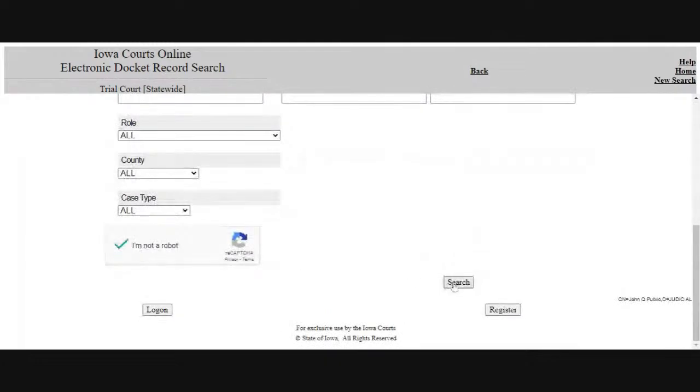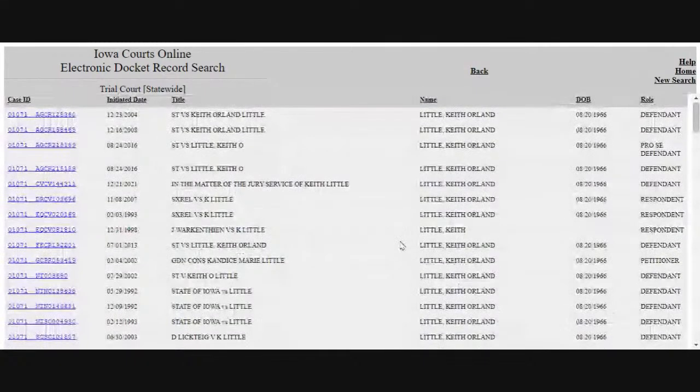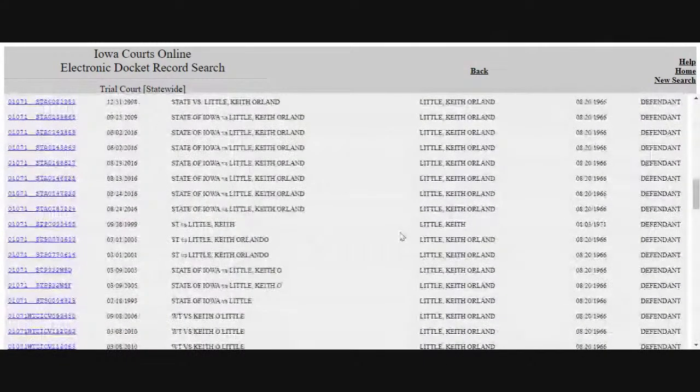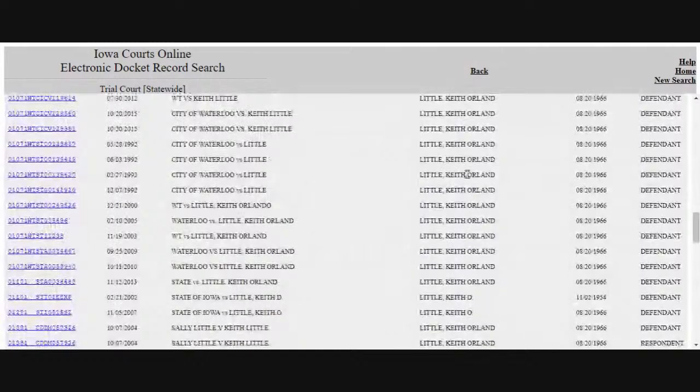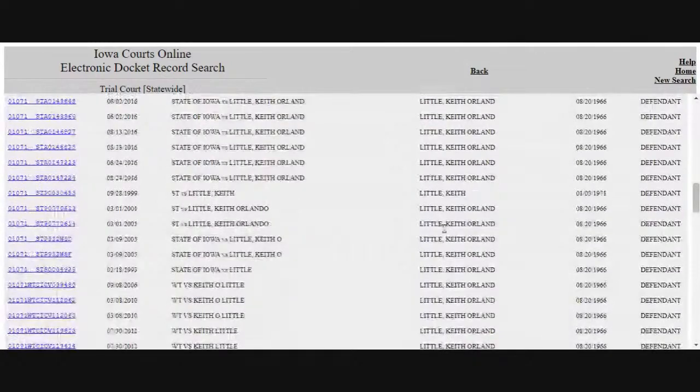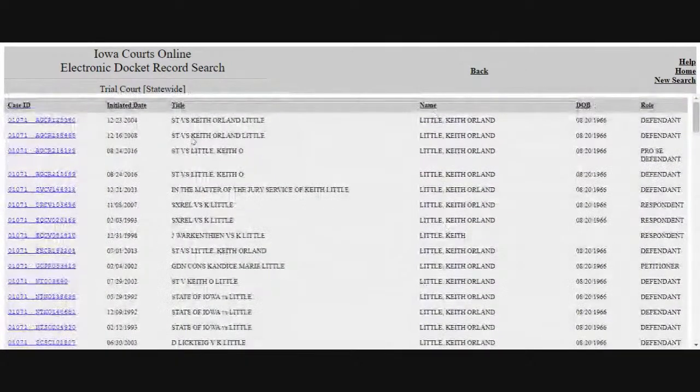Not a robot. Search. And folks, there's 94 cases here that are under that little Keith Orland. They're all on this part right here. They're all little Keith Orland as the name. The title is different. Even though it's in all uppercase, the name is the last name. That's the conversion of the upper and lowercase, which is the family name, to a military style.